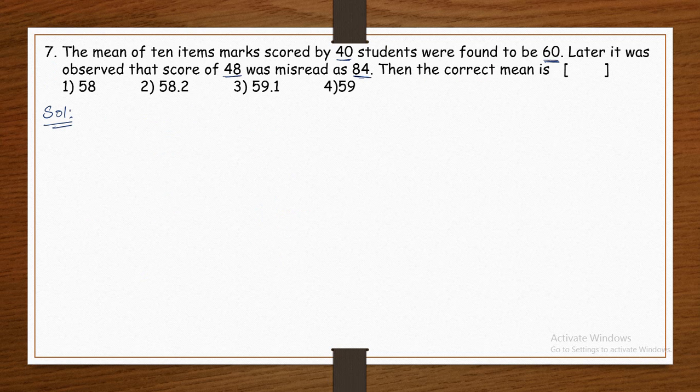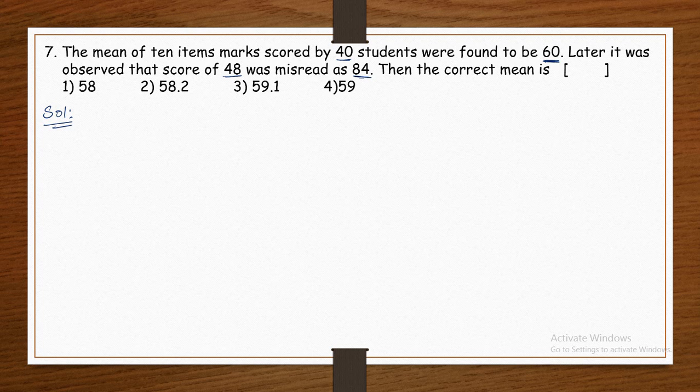So we got a mean of 60. Then what is being asked? The correct mean. He is asking you to find the correct mean. For that, what do we need to do? First of all, we need to get the correct sum. So first of all, we need to find the corrected sum.